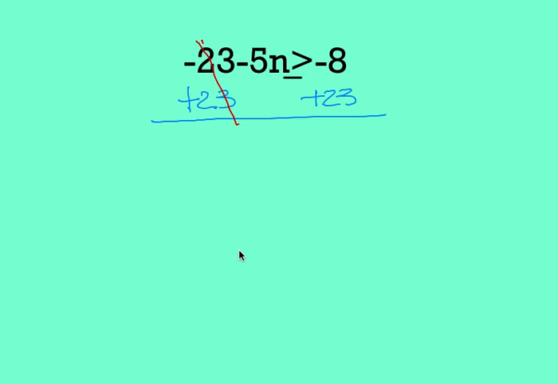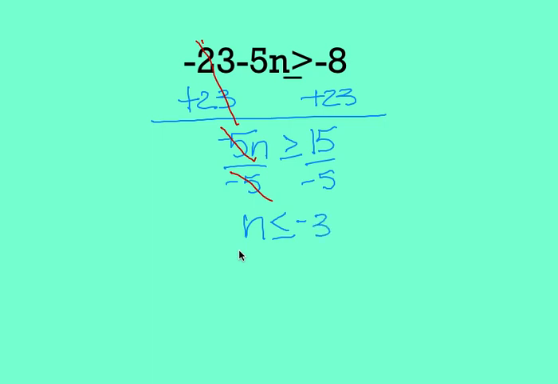That means that I am left with negative 5n is greater than or equal to 15. So my next step to get n by itself is to divide by negative 5. Now, when you divide by a negative, that is when you need to flip your inequality symbol. So n is now by itself. We need to flip our inequality symbol over, and 15 divided by negative 5 is negative 3. So our answer that you see here is n is less than or equal to negative 3.